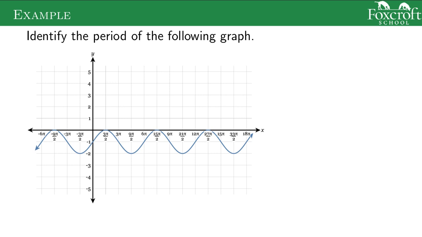The next thing is identifying the period of a graph. So I'm given the graph, what's the period? What I think about is the period is how long it takes you to get back to where you started. So you can start anywhere. A lot of times you start at 0. So how long does it take me to get back to the same place? It's from there to there. And the period of this one is 6 pi because I started at 0 and I ended at 6 pi.